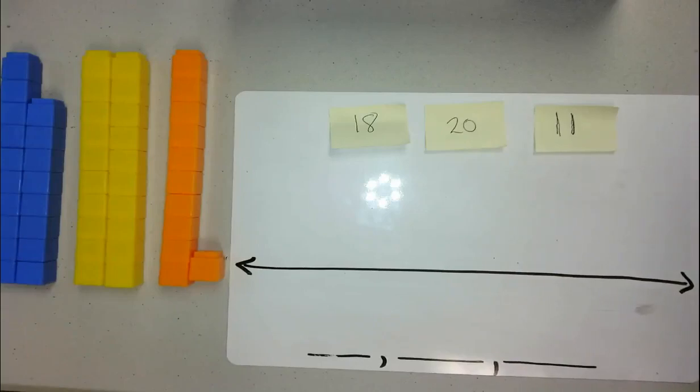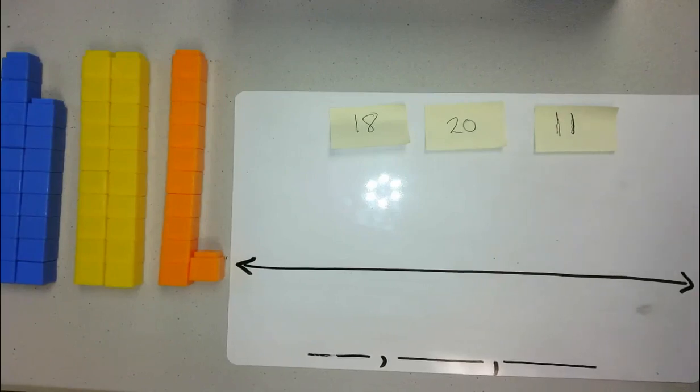Today I'm going to model for you how to order numbers up to 20 on an open number line. In first grade, this is the student's first experience with ordering numbers. In kindergarten, they compared numbers, but they did not order numbers. It is also the student's first experience with using number lines. In kindergarten, they use number paths to 20, but not a number line and definitely not an open number line. So we have a lot of new learning here.